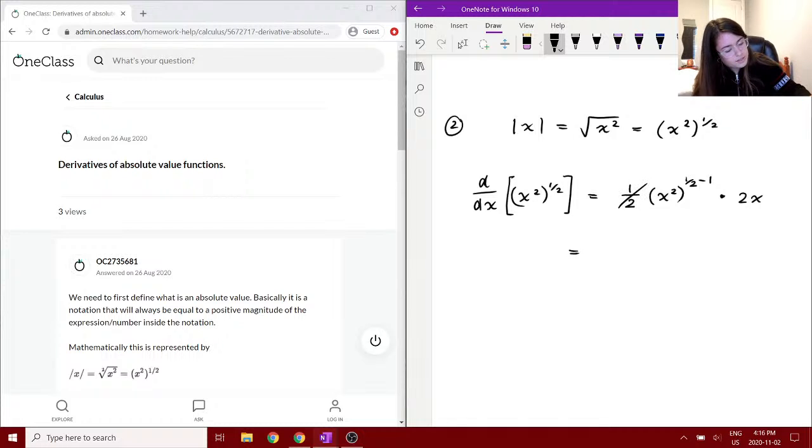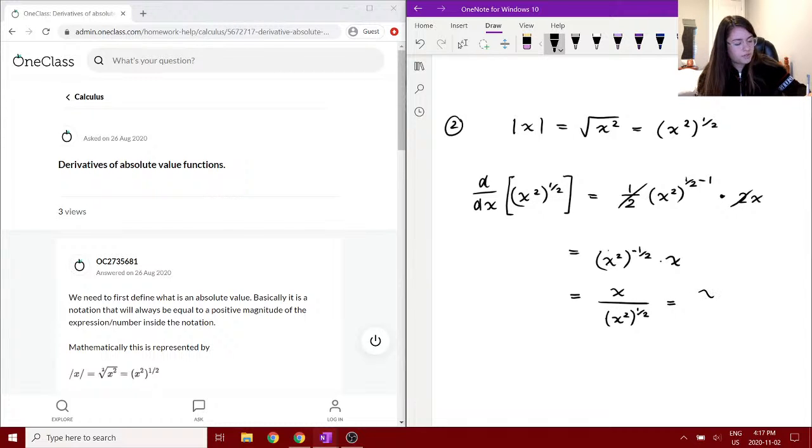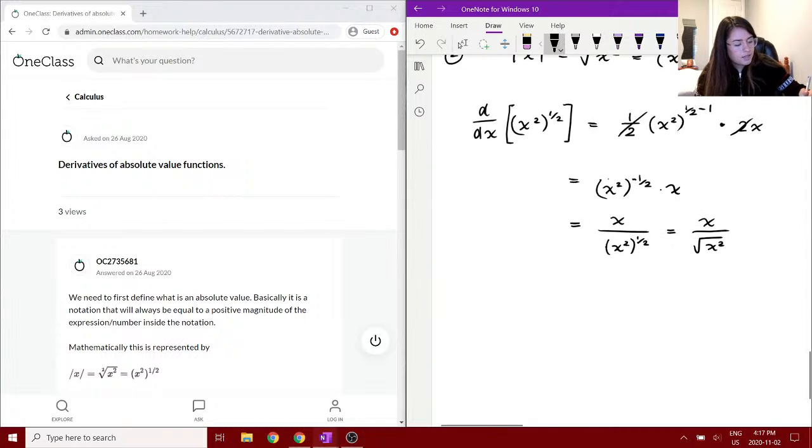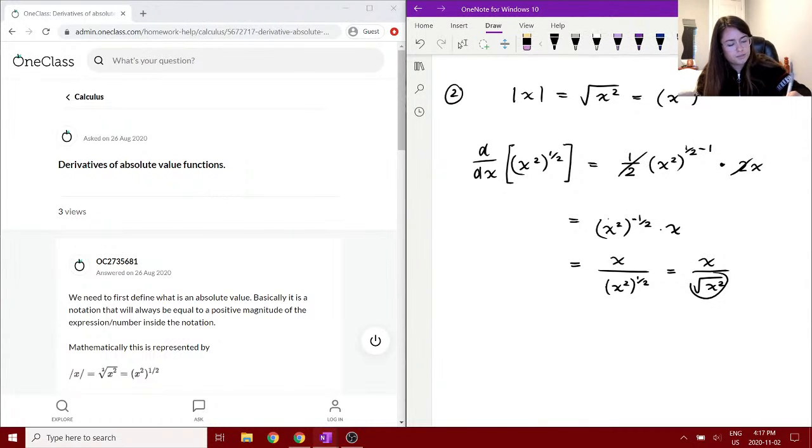All right, these cancel out, and the 1/2 minus 1 is minus 1/2, times x. Since it's minus, you can also write it in the denominator, and that will make the exponent now positive, x squared to the 1/2. Or, of course, you can write the 1/2 as a square root again, so you can visualize that. And as we stated at the beginning of this question, that is the same thing as the absolute value.